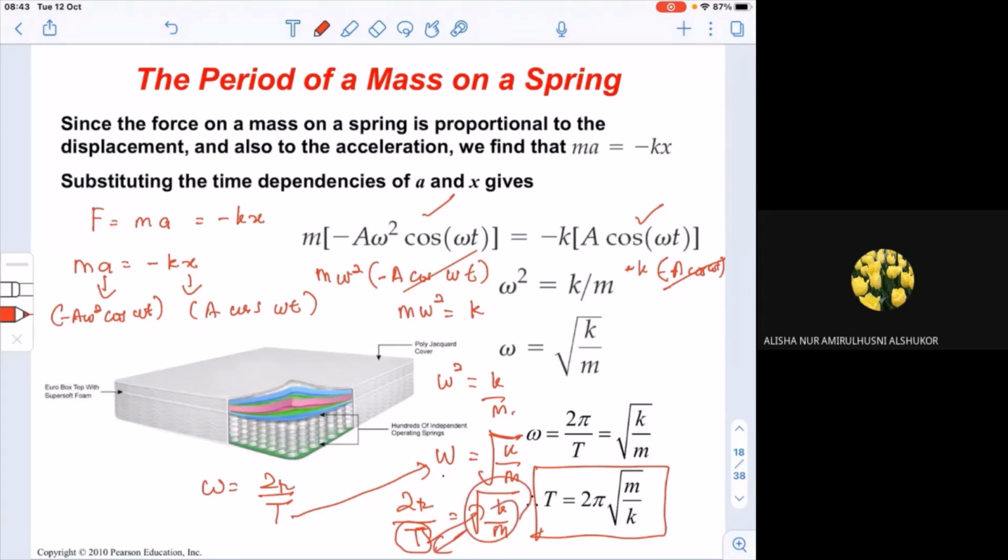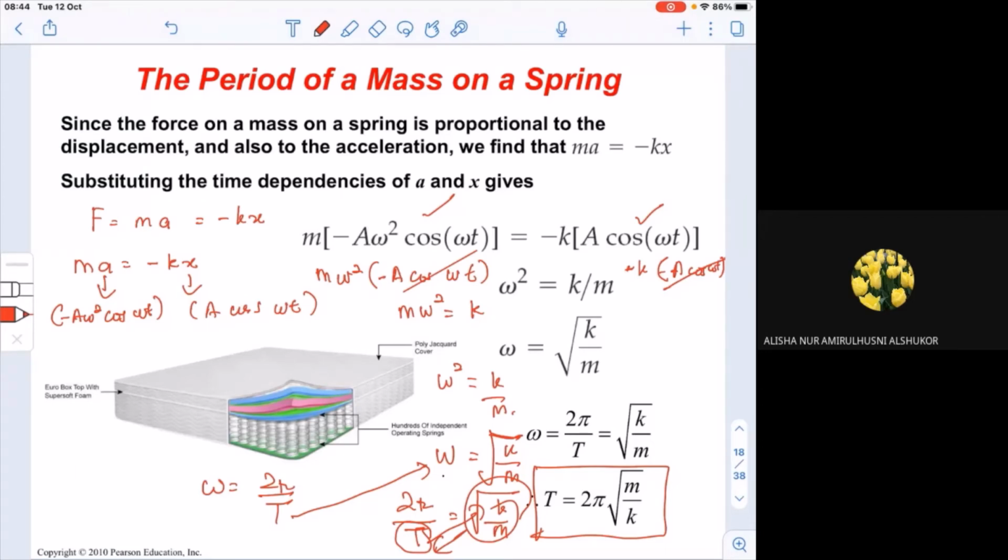Okay, so it will be substitute. The T is equivalent now to 2 pi square root of m over k. So at least you need to know that the period is T equals 2 pi square root of m over k. It's not time, but it is a period. You have already learned what is the difference between period and time.